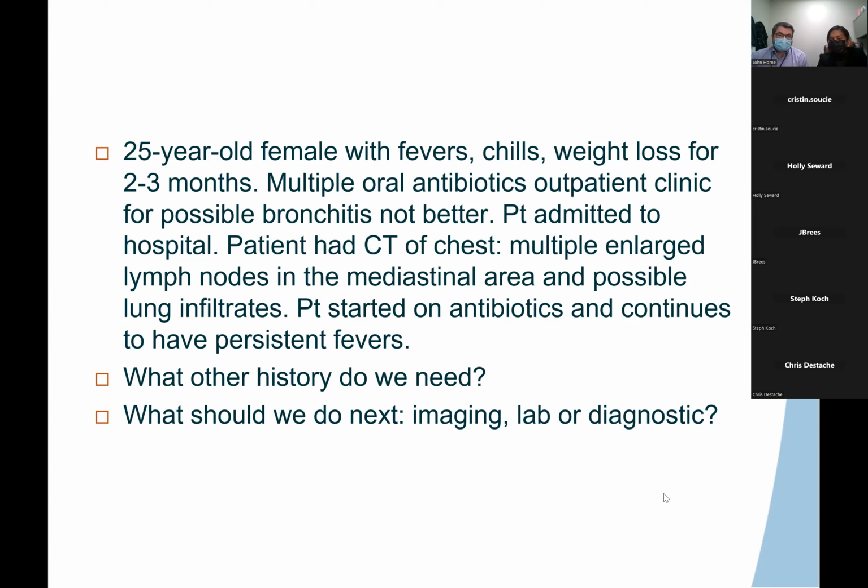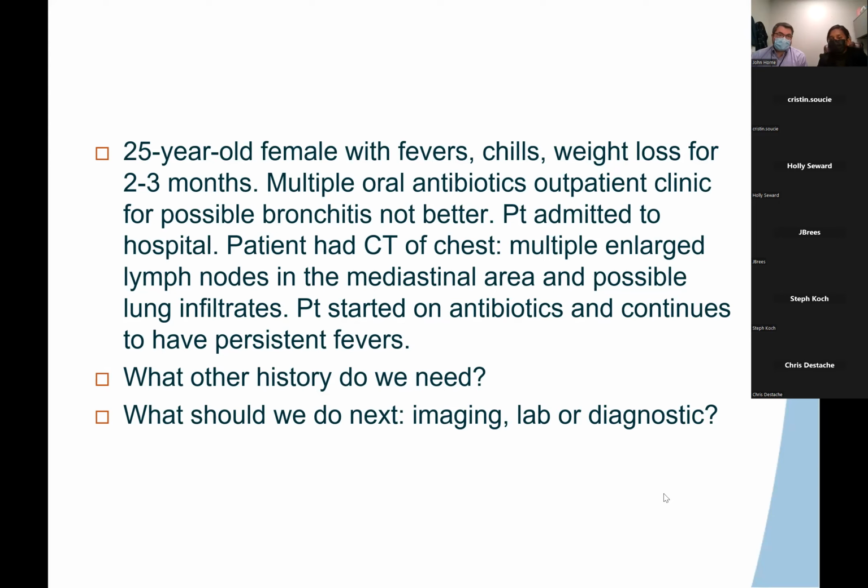Since we're going to talk about TB as well, it's really important to also ask about travel history, like, were you born in a different country? Did you live in a different country? I'll show you some of the data on why that's important, but when you have a patient like this, it's really important to get travel and living history, where they're from, so you get a better picture.